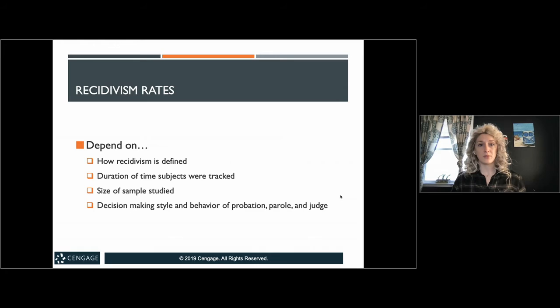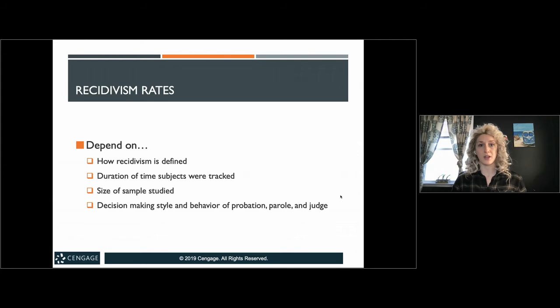So looking at recidivism rates depends on a few different factors here. First, how are we defining recidivism? Are we defining it by new arrests? Are we defining it by the number of technical violations? Are we defining it by even just their contacts with law enforcement? What is the duration of time that the subjects were being tracked? Were they only tracked for 1 year? Do we track them for 10 years? What is the size of our sample that we're studying?